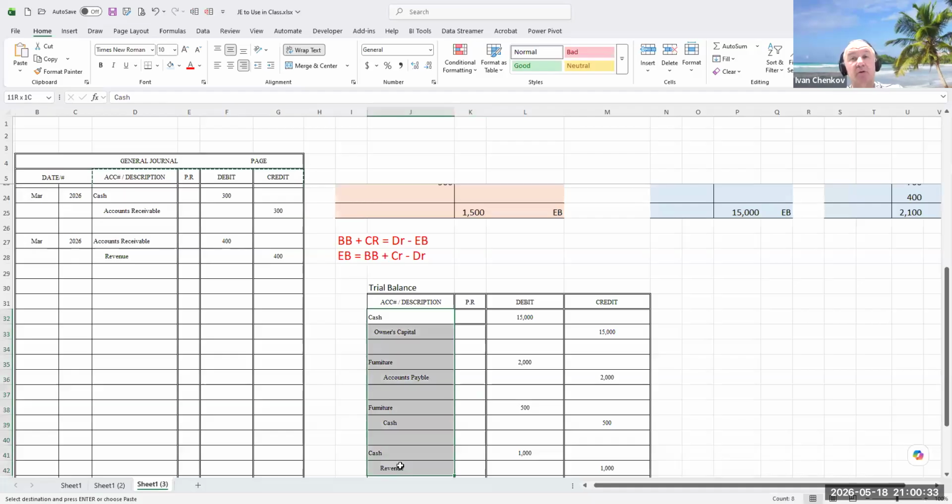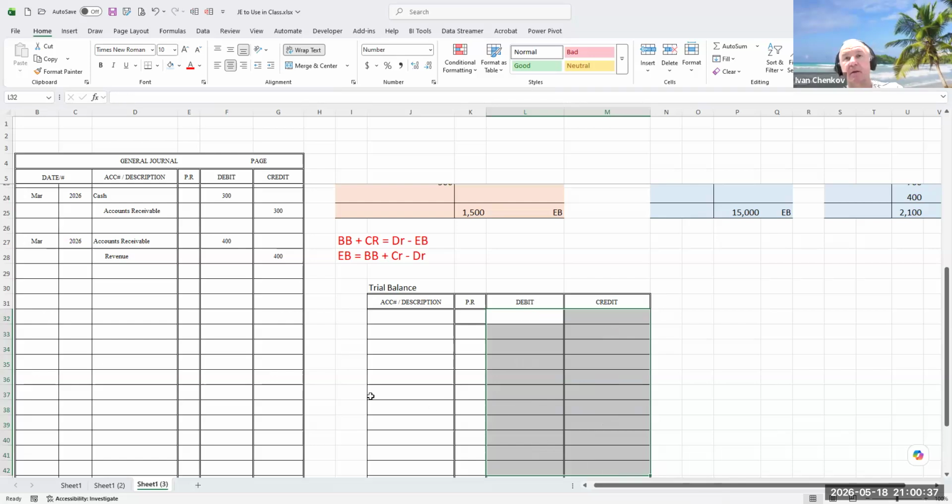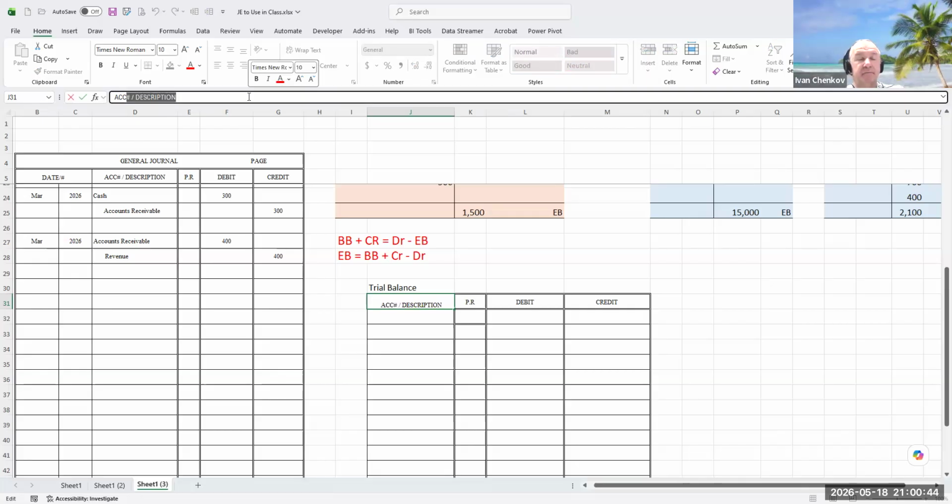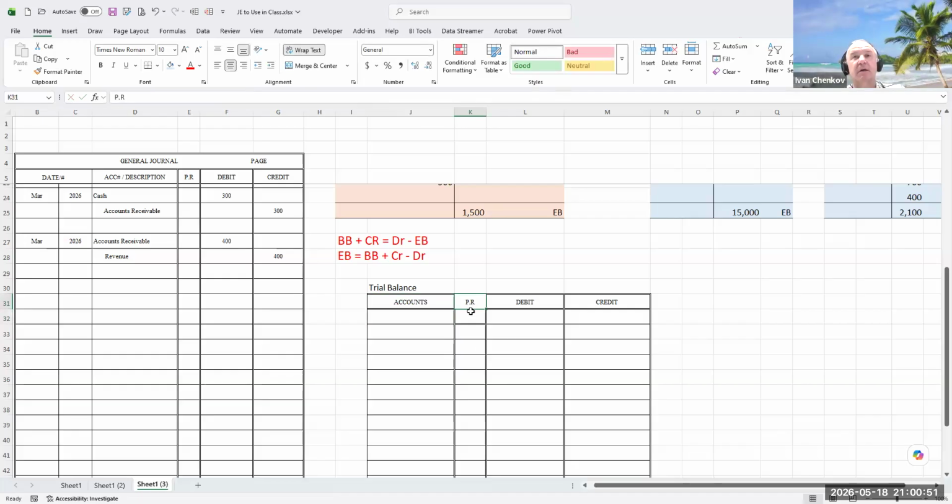So, in order for this one to be a trial balance, I'm going to delete everything. I'm going to still have the accounts, only the accounts. I don't need this column, but I'll leave it just in case, and debit and credit. So what I'm going to do now here, I'm going to label it trial balance. And I'm going to start listing all the accounts.